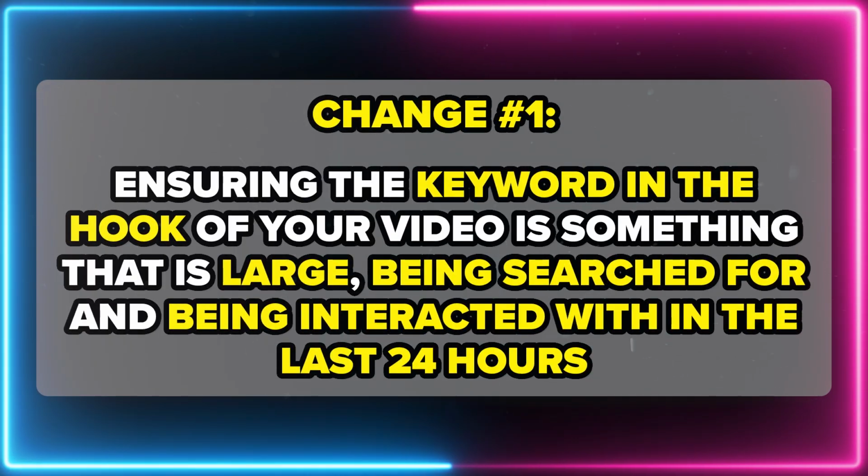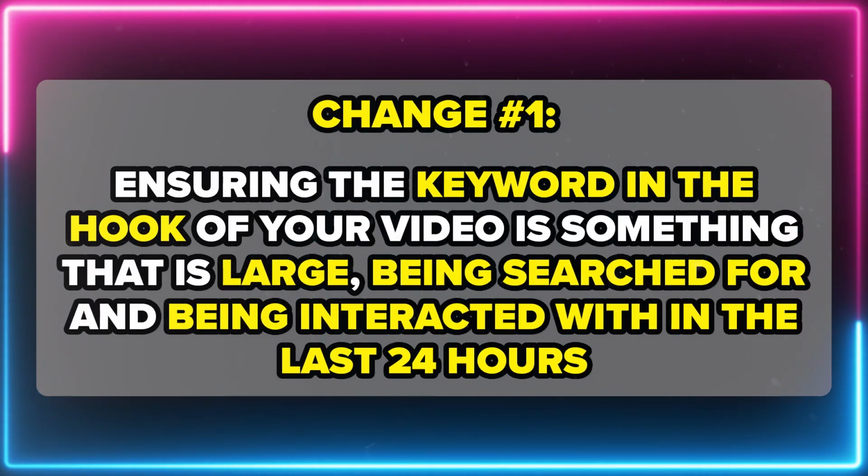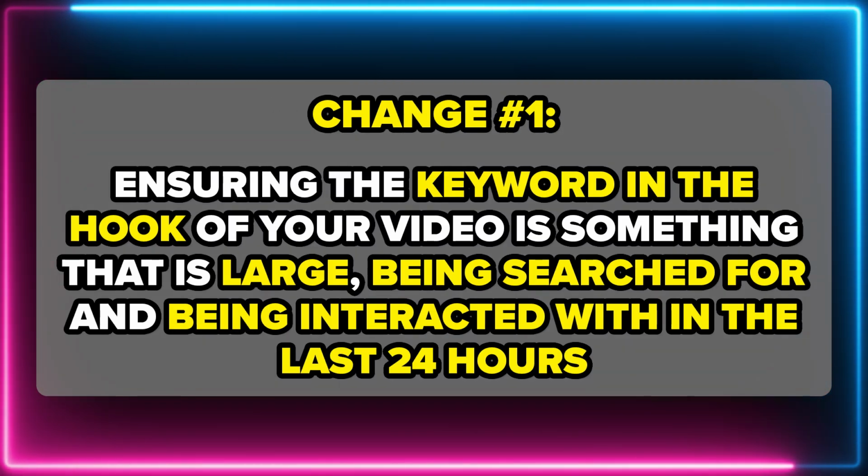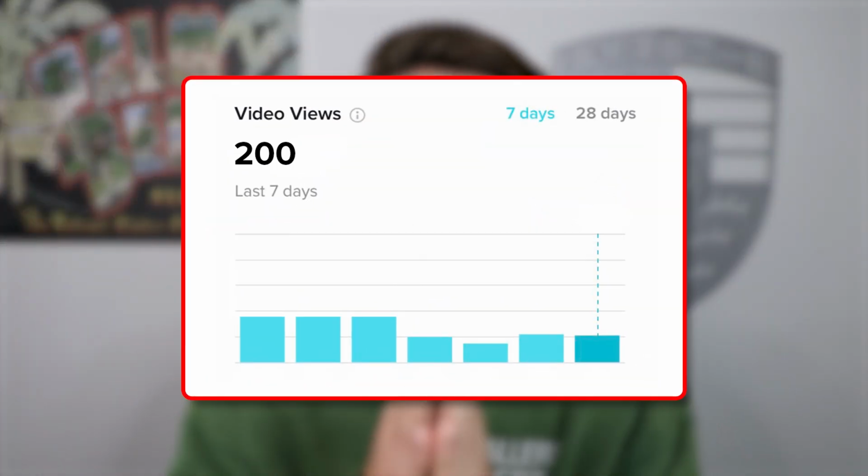TikTok algorithm change number 1 is that you need to make sure that the keyword you are using in the hook of your video is something that is large, something that a lot of people are searching for, and something that a lot of people have interacted with in the last 24 hours. Because if that isn't true, TikTok is going to think there is a small audience for the content you're creating, and as a result, you are going to get no views.